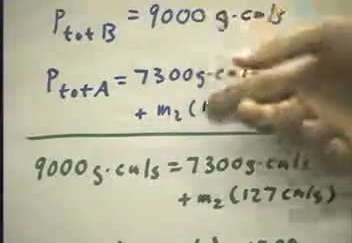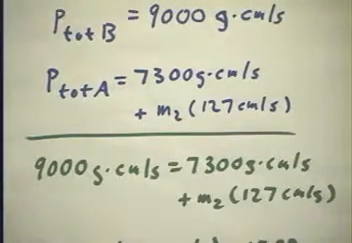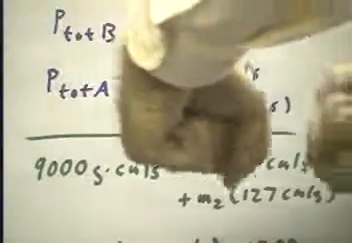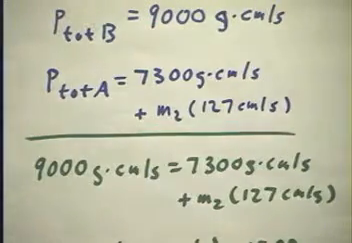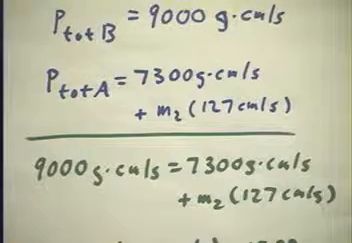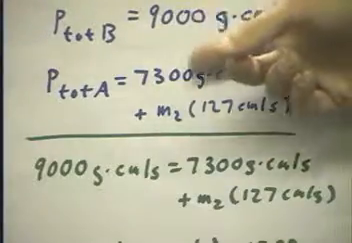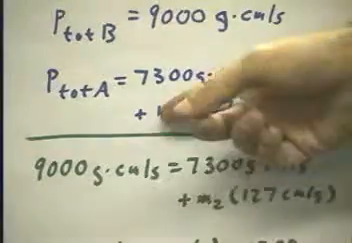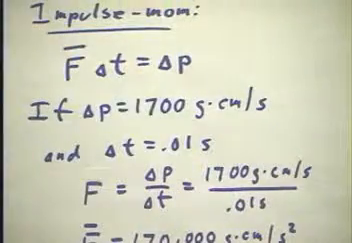Let's assume that the collision represented by this problem we just solved takes place in 1/100th of a second. That is, it takes 1/100th of a second for the two objects to hit together and bounce off. We want to find the average force exerted between the objects. Well, we see that the first object loses 1,700 gram-centimeters per second of momentum, and the second object gains 1,700 gram-centimeters per second of momentum.